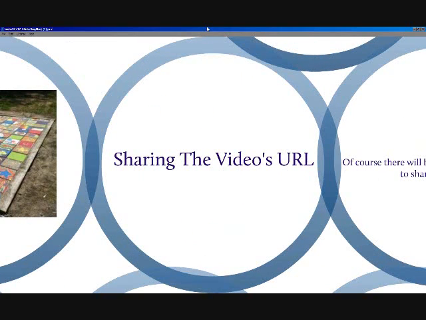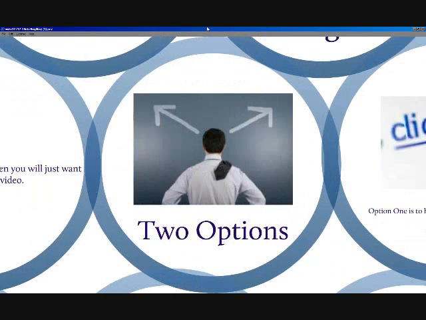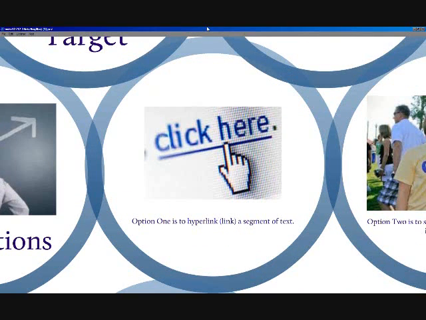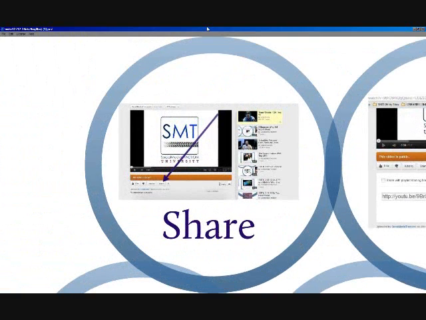Another way is sharing the video's URL for a specific video. Of course, there are many times when you want to just share one specific video. And when this happens, you actually have two different options. Option one is to hyperlink a segment of text. And option two is to simply copy and paste the video's URL into a message. For both options, YouTube has a built-in sharing tool that you will want to use. And to find it, simply locate the share button just below the video window.